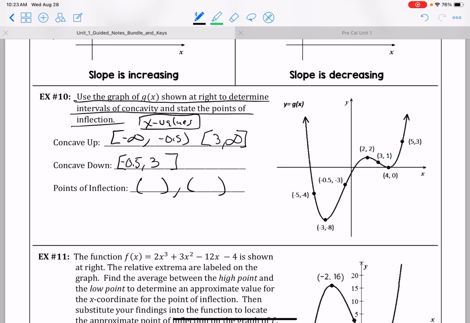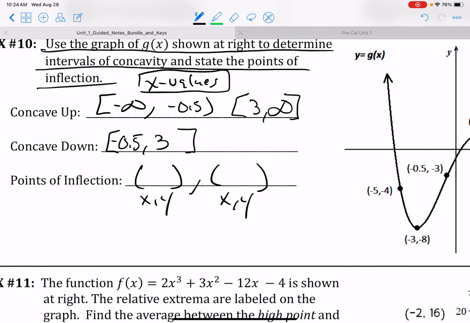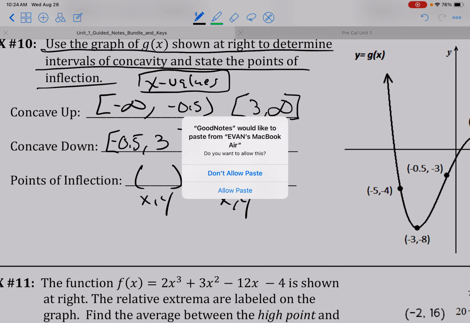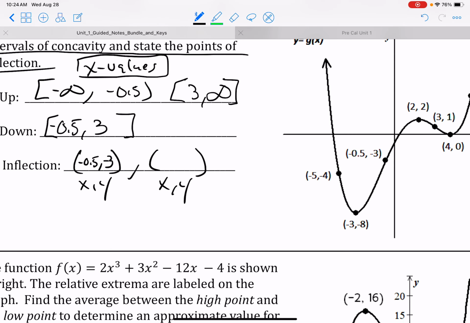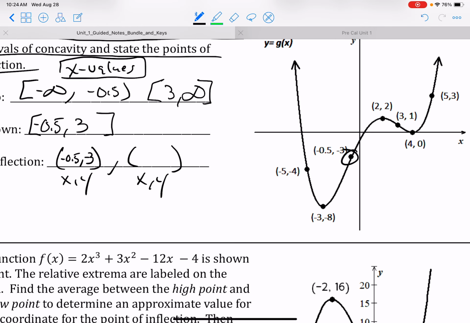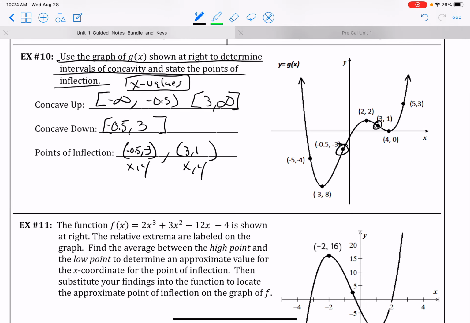Cool. So notice these are x, y coordinates because they are points. You already did it. You were like, oh yeah, this is easy, easy work. What is this? Negative 0.5 comma negative 3 is one of them, this right here. And the other one, this right here, was at 3, 1.